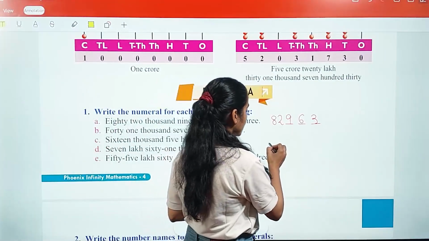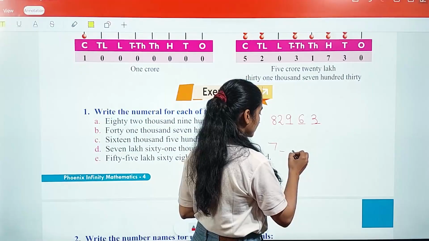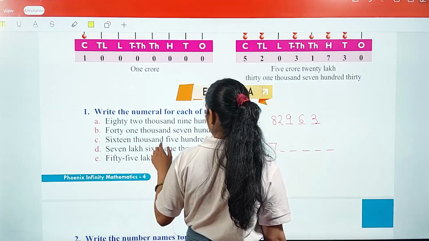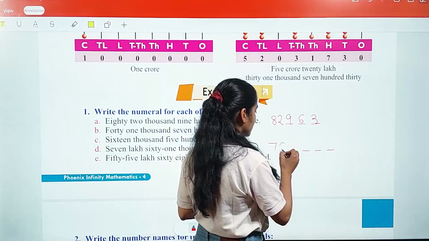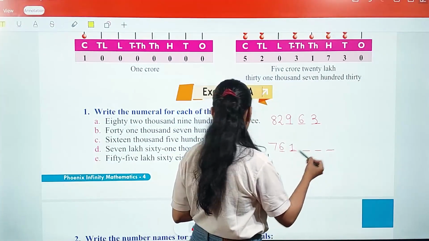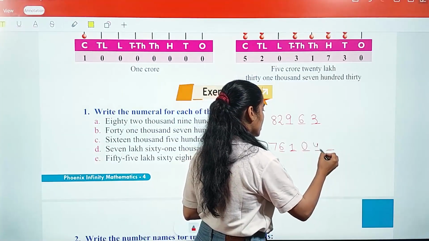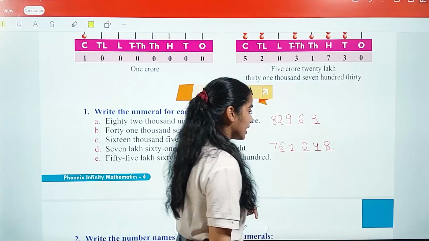Next we have 7,61,048. So first we write 7 lakh. How many zeros do we have? 1, 2, 3, 4, 5. After this we have 61,000. So 61,000 and 48. 61,048. So this is our answer.